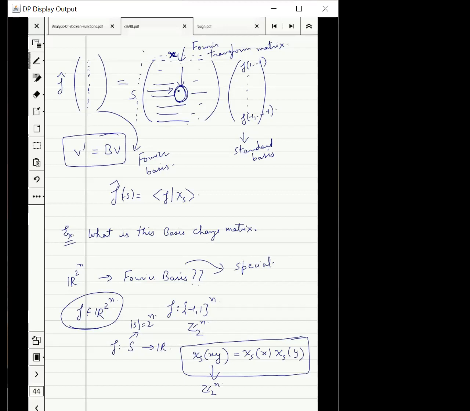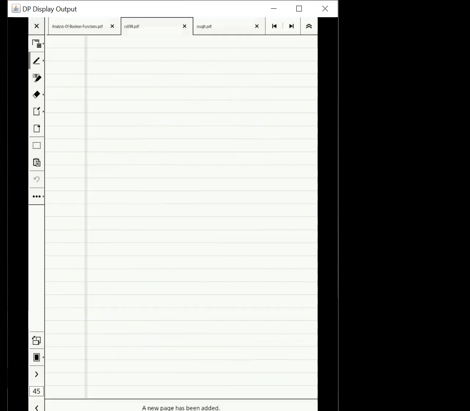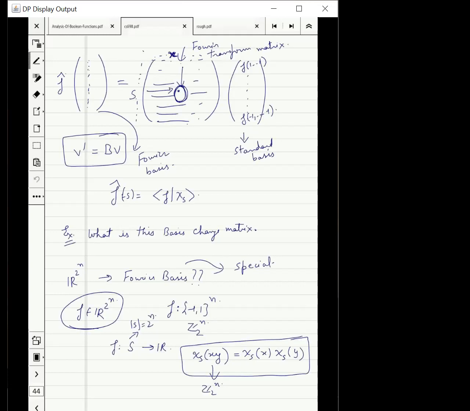I'm just trying to give you some intuition of why this basis is going to be special, and you will see the consequences a lot of times in future. That is why the Fourier basis is special. It relates to the group structure, and that is why it is actually called a Fourier transformation. Could you repeat the homomorphism statement?